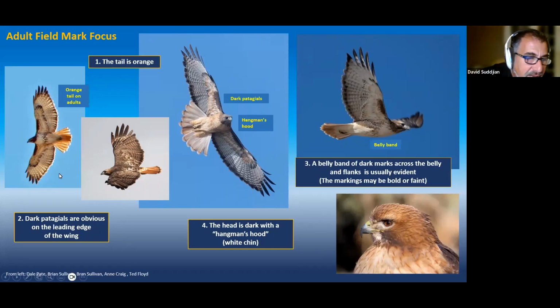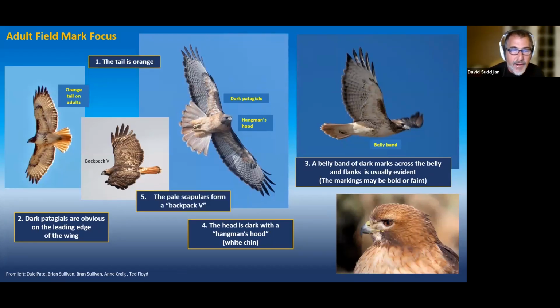If you look carefully at some of these birds in flight, you'll notice that on a lot of individuals there are some dark streaks and some white that forms a pale area, but it's often not a strongly contrasting pale area. There's a paleness there that breaks up that hood as you look carefully at that part of the bird. And our last of the key marks is the pale backpack V on the scapulars. We still don't see a perched bird, so we'll keep watching for that on a perched bird.